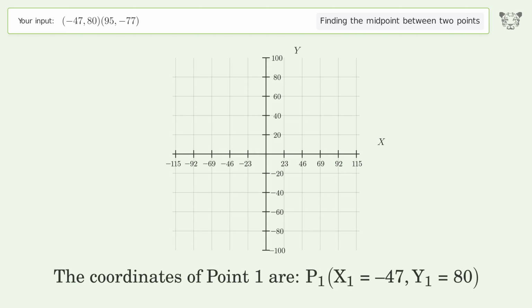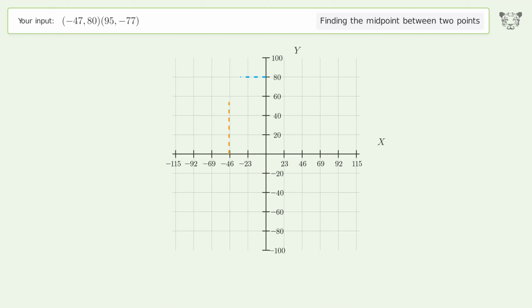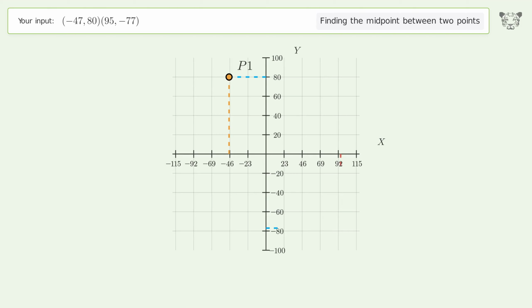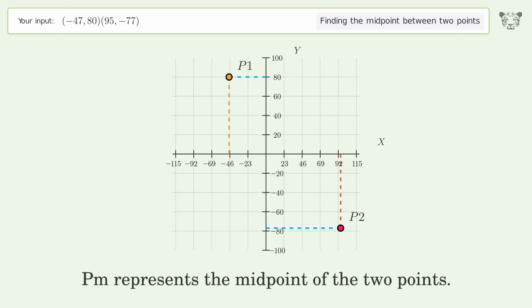The coordinates of point 1 are, x1 equals -47, y1 equals 80. The coordinates of point 2 are, x2 equals 95, y2 equals -77. PM represents the midpoint of the 2 points.